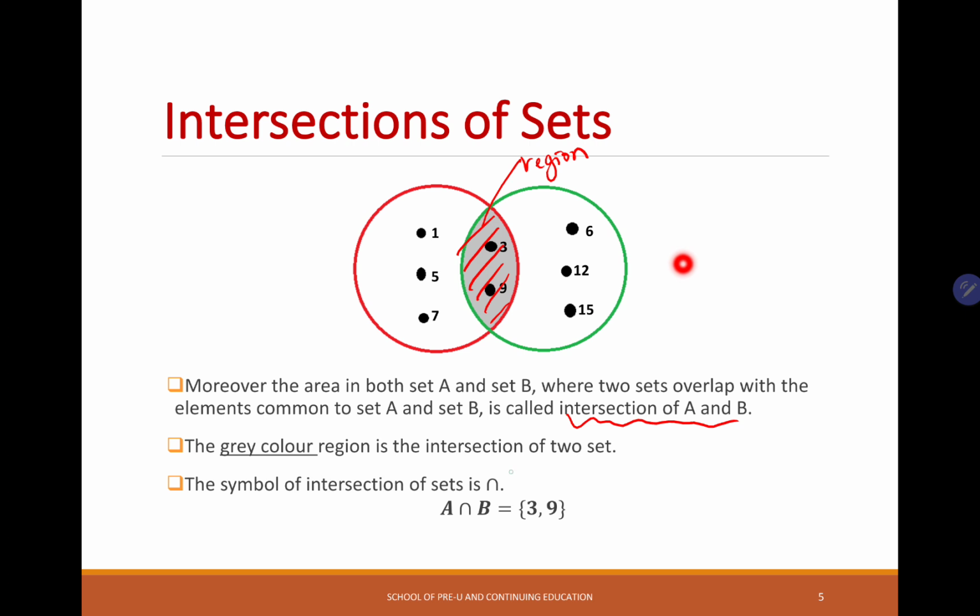Okay, the symbol of intersection is this one, which looks like U, but it's not U. It looks like an upside-down U. So how do we write the intersection of set A and set B? A intersect B equals, and then write the elements that are in the intersection, which are 3 and 9.